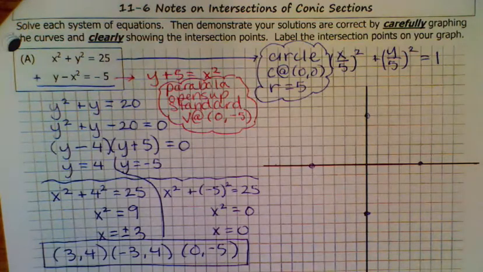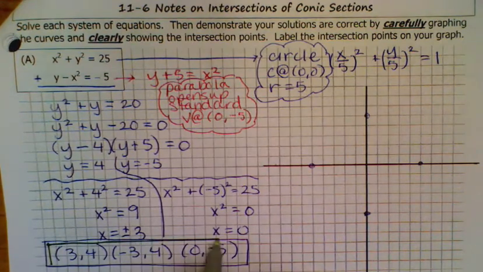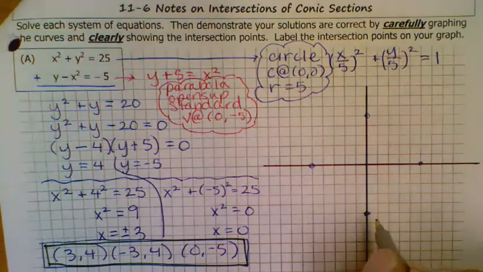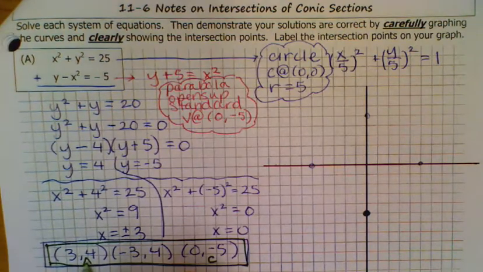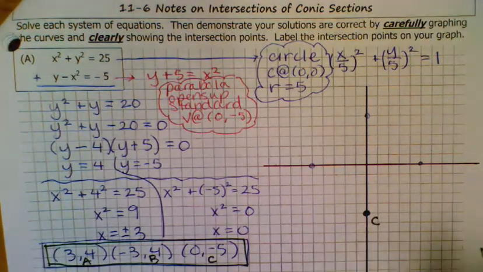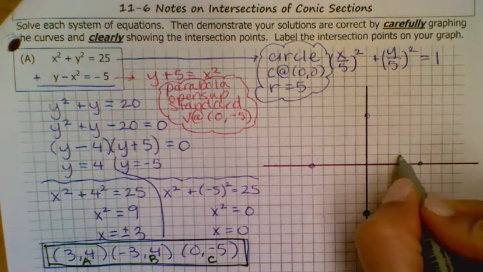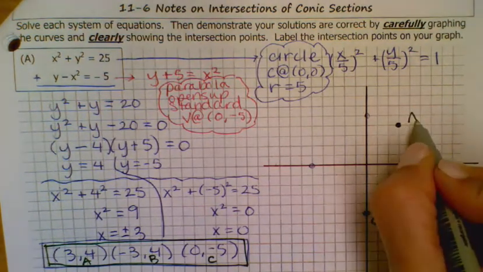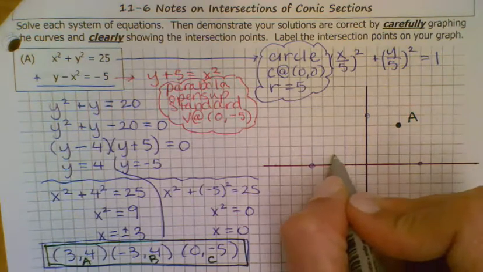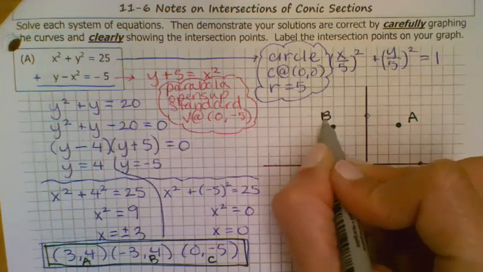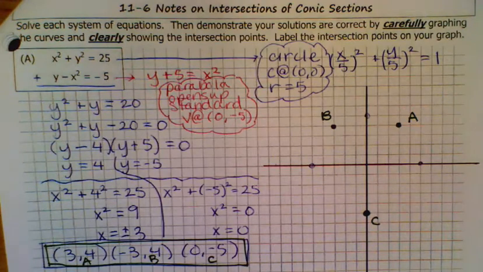And just like with our intersections on our polar graphs, it's going to be really beneficial to us if we draw in our intersection points, because they have to lie on both curves. And it's really easy to draw a sloppy circle, so it's going to be nicer if we have these points labeled already. So 0, -5, we can call that one C. 3, 4. -3, 4. So those are intersection points that have to lie on both curves.